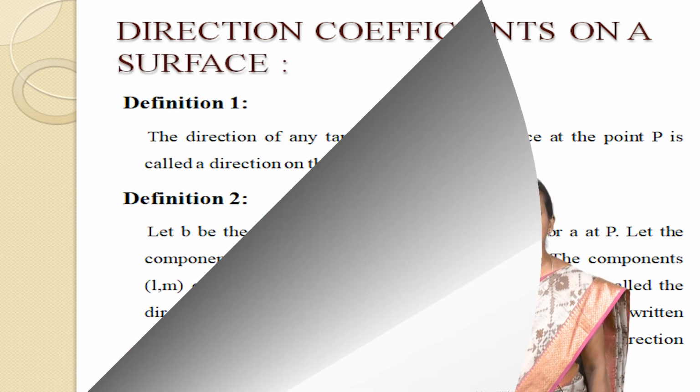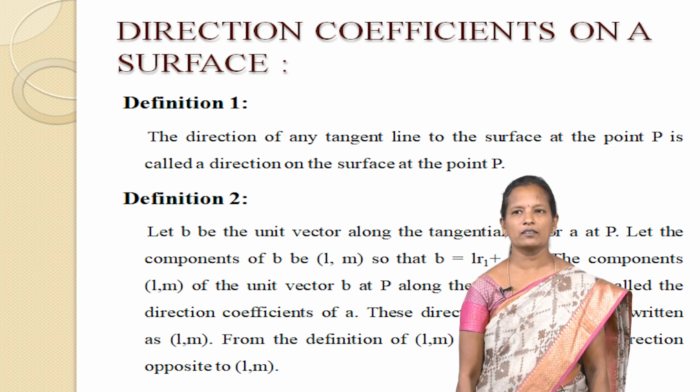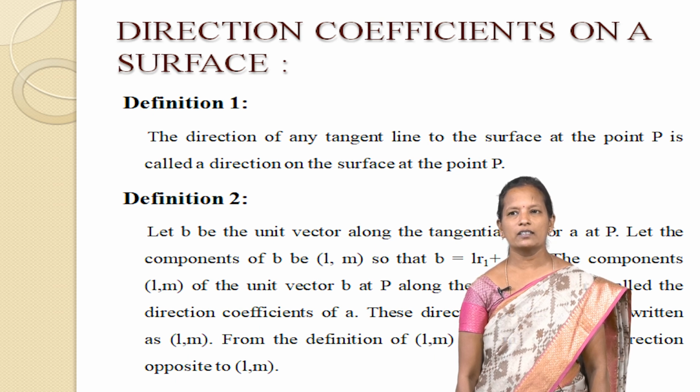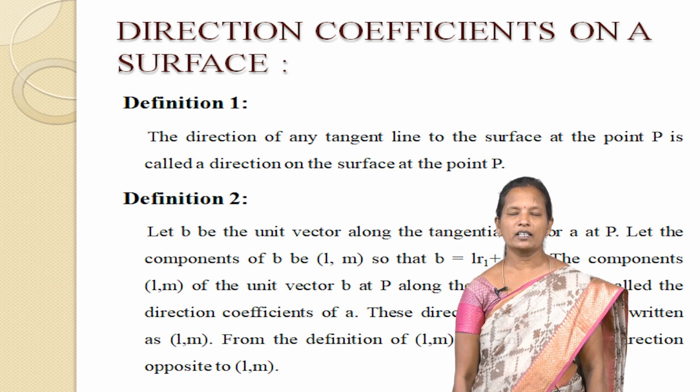First, the definition: the direction of any tangent line to the surface at a point P is called the direction of the surface at the point P. Then, for the tangential vector, let B be the unit vector along the tangential vector A at P. You already know the unit vectors T, N and B; T and B are unit vectors. Here B is the unit vector along the tangential vector A at P.